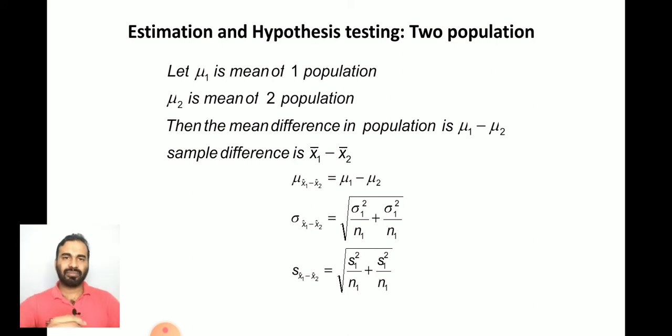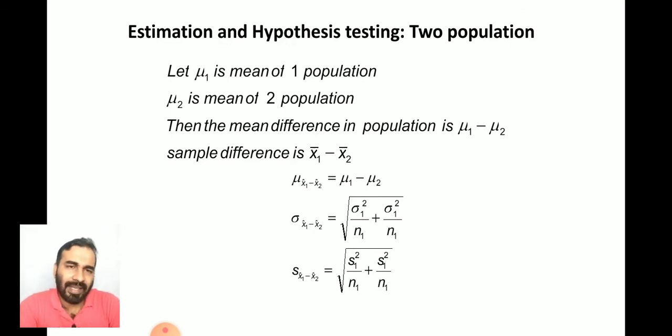Okay, then we know what the average value will be. We have learned that mu is always equal to mu x bar. Similarly here, the mean of x bar 1 minus x bar 2 will always be equal to mu1 minus mu2. This is what we call the unbiasedness property.